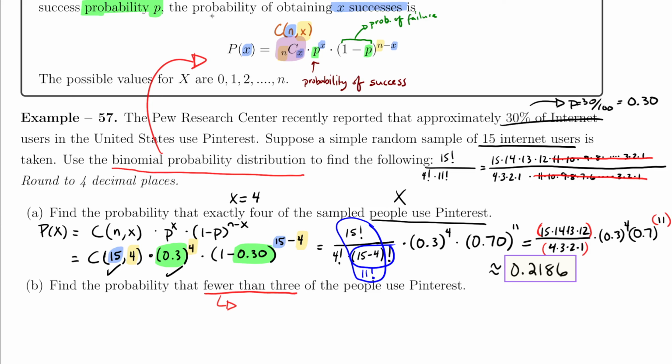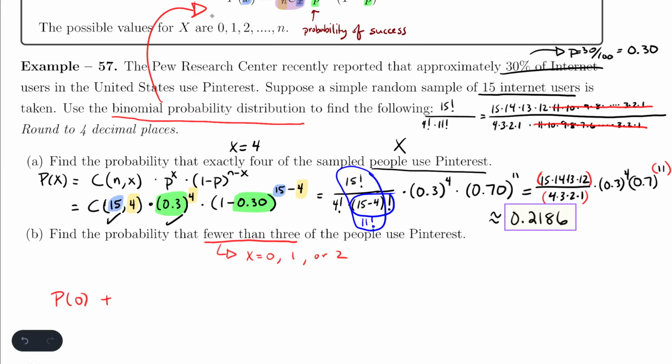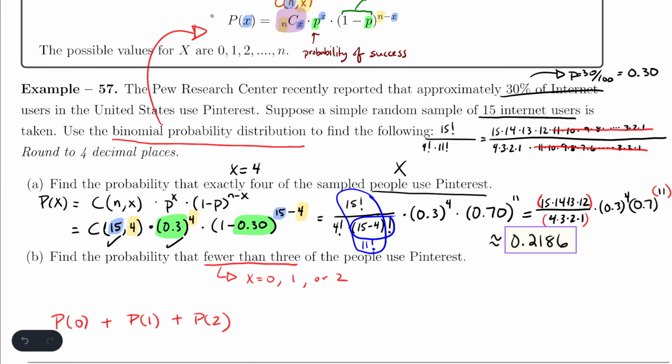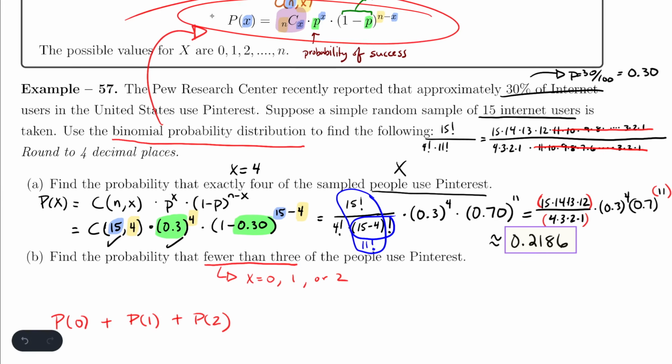Well, we could also have 0, because if it's the number of people who use Pinterest, the probability that fewer than 3 is the probability that 0 people of the group do, 1 person of the group does, 2 people of the group do. So we're interested in the probability that x is 0, 1, or 2. Now what that means is we're looking for the probability of 0 plus the probability of 1 plus the probability of 2. And each of these probabilities separately could be understood by this probability formula since it's a binomial distribution.